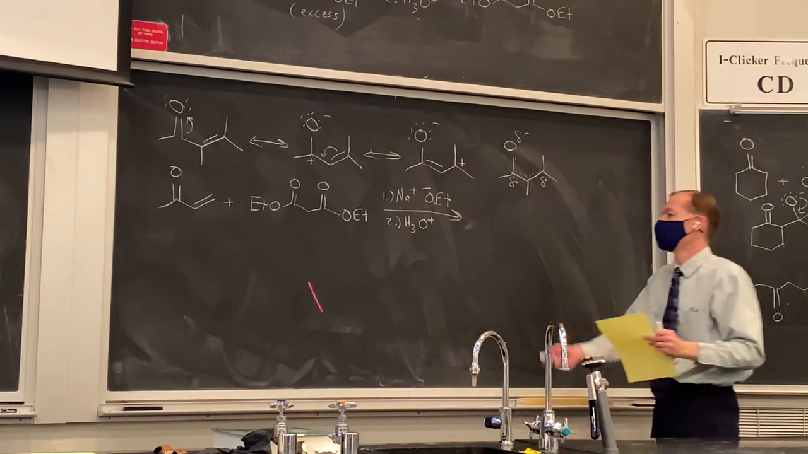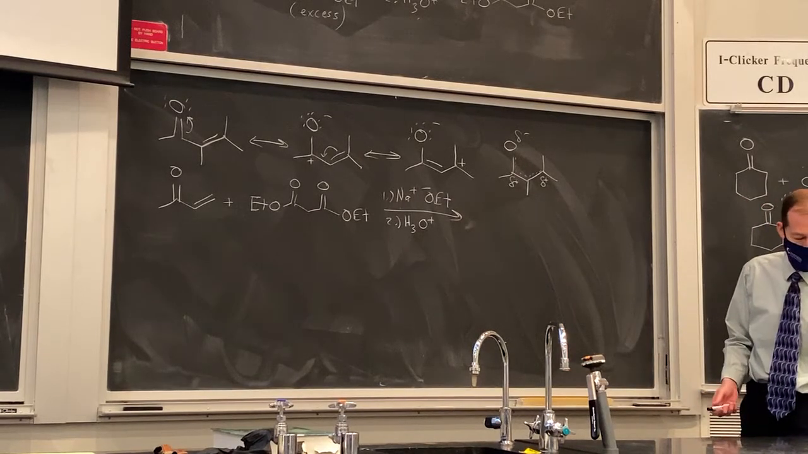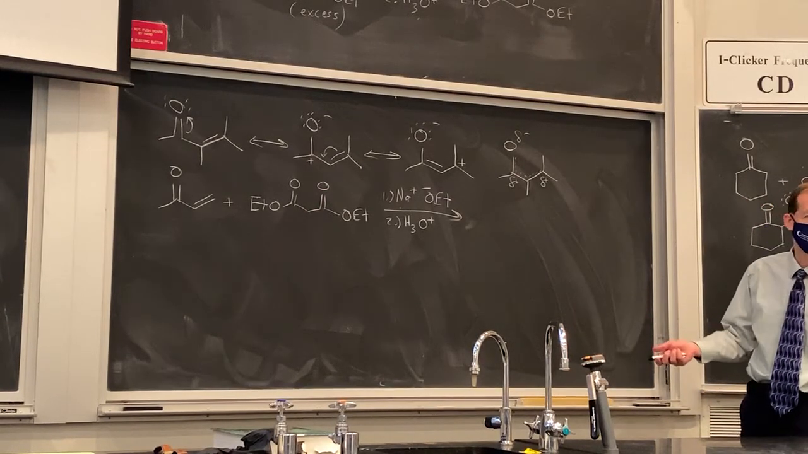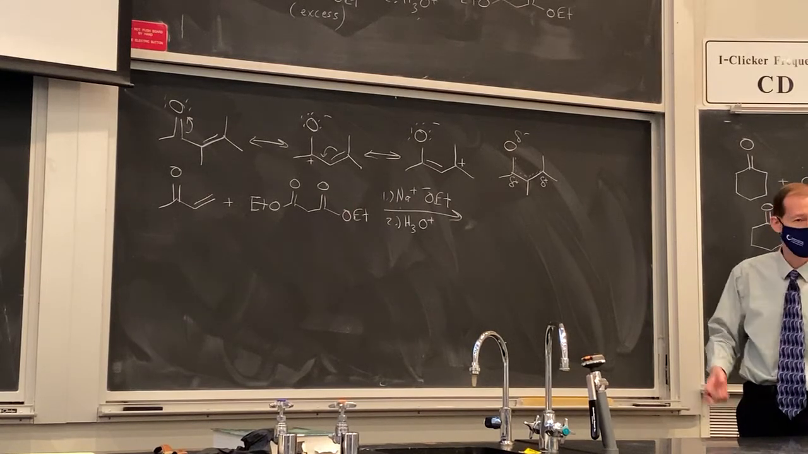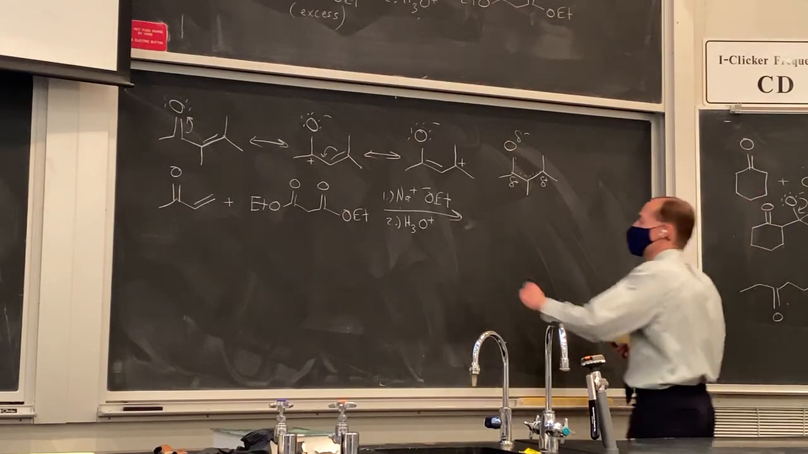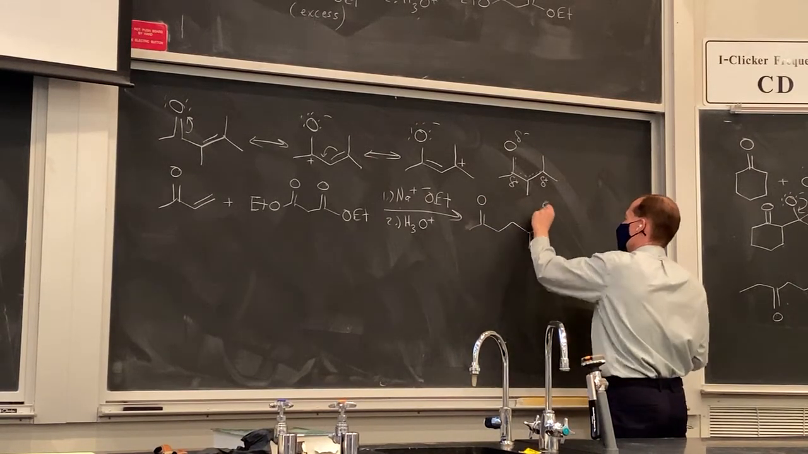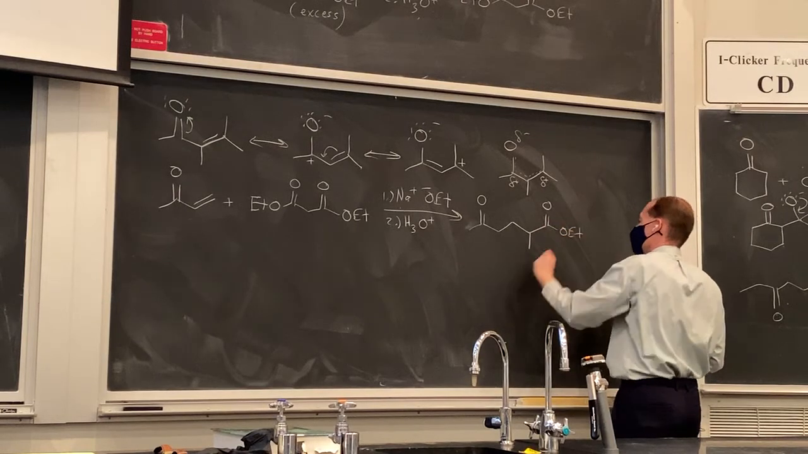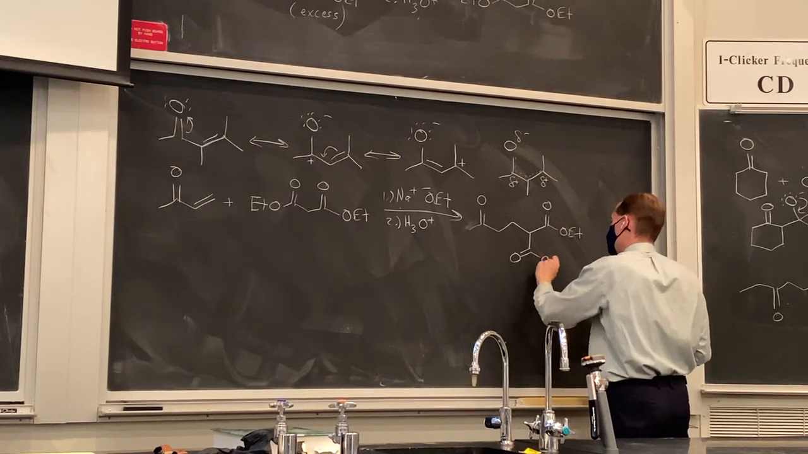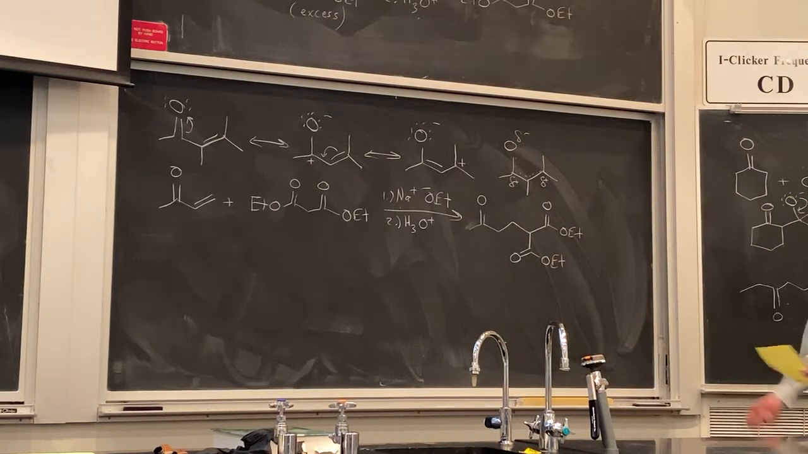and that is going to form a carbon-carbon bond between the alpha carbon of our 1,3-dicarbonyl compound and the beta carbon of our alpha-beta unsaturated ketone. So the product will look like this. So here's our carbon-carbon bond that we formed. This was the alpha carbon of our 1,3-diester. This was the beta carbon of our alpha-beta unsaturated ketone.